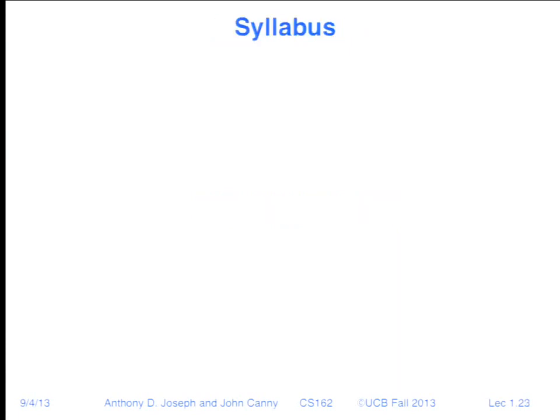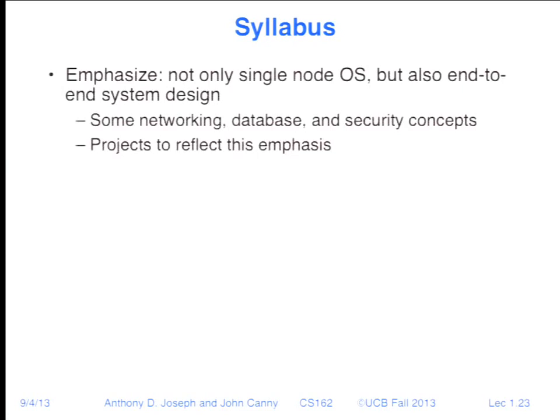All right, so what are we going to cover in this class? As I've tried to convey with the motivation, it's important to look beyond an individual node's operating system. So we're actually going to look across systems and look at end-to-end and system design. That means there's going to be some networking in this class. So if you haven't taken EE122 yet, we're going to cover the basics of how networking works.